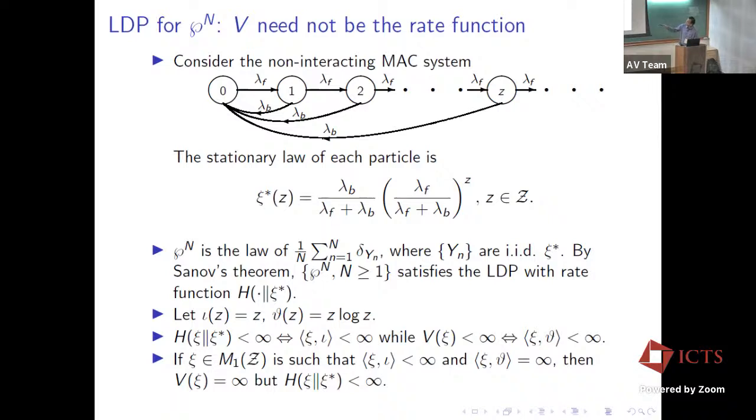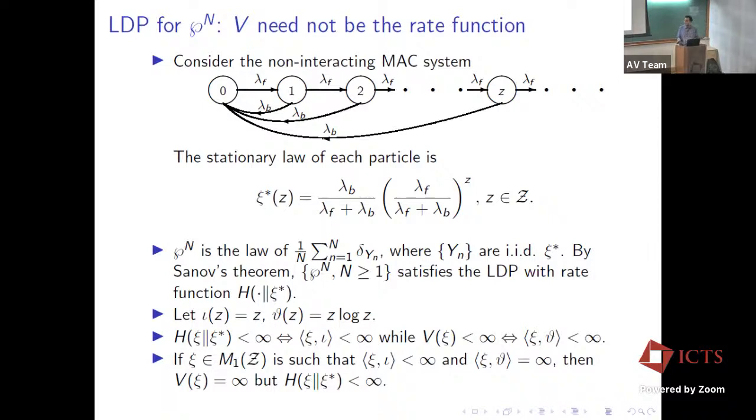Now, one can show, by virtue of this particular exponential decay of the invariant measure for one particle, that the relative entropy of a particular measure xi in the state space with respect to the invariant measure is finite if and only if the mean of that measure, the expected value of z associated with that measure, is finite. If that is finite, then the relative entropy is finite, and if the relative entropy is finite, that expected value of z for that measure xi is finite. So one can show this; it just pops out of the nature of the xi star.